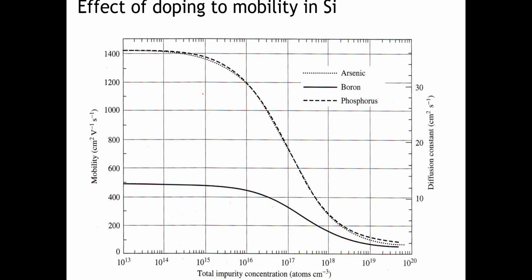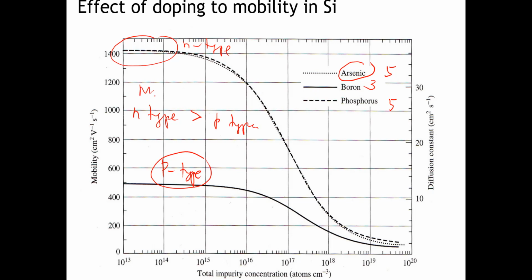If we dope silicon with arsenic, phosphorus, and boron: arsenic and phosphorus are in column 5, and boron is column 3. So this is the N-type, and this is the P-type. N-type material has higher mobility than P-type.